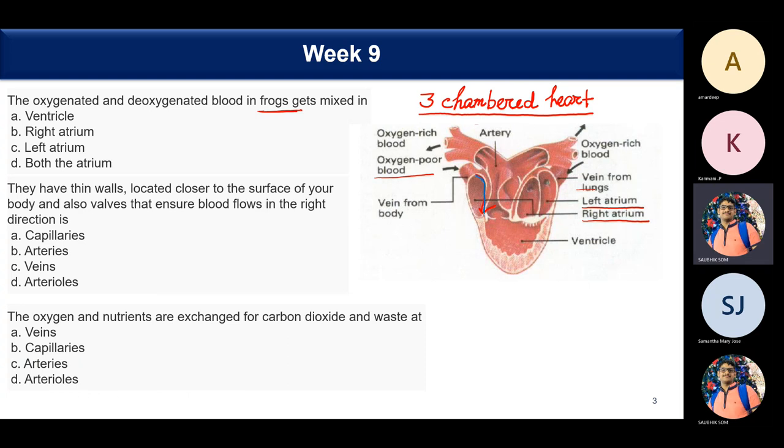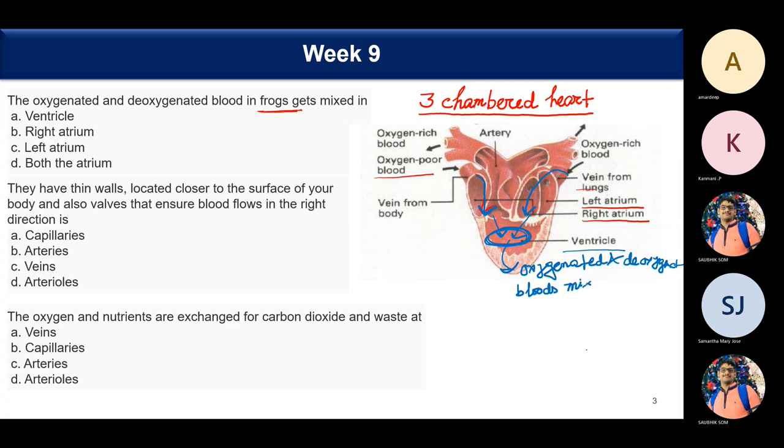This is the oxygen-poor blood, and the oxygenated blood from the lung is coming here. Both are pumped into the ventricle, and they get mixed in this particular area. So here, oxygenated and deoxygenated blood mix. That's why it's a three-chambered heart.